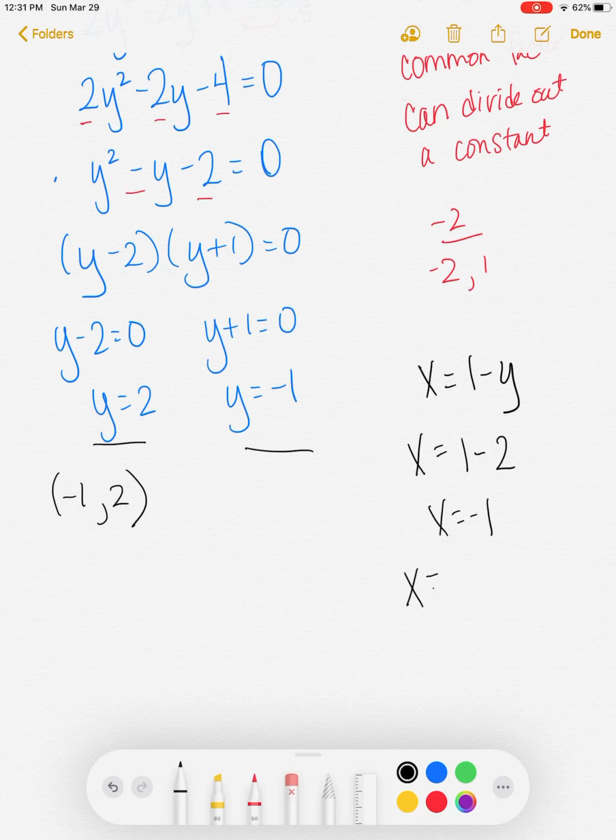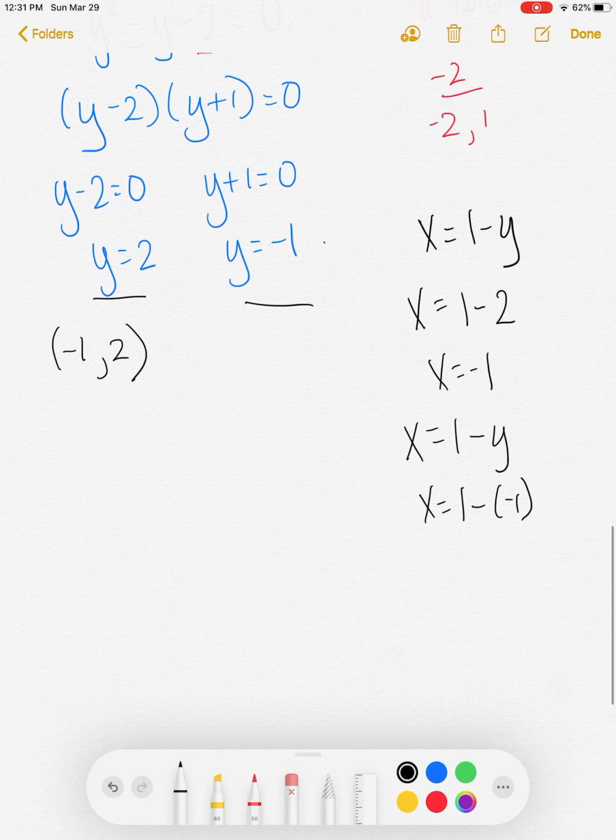So my next one is x is equal to 1 minus y. And in this case, y is -1. x is equal to 1 minus -1. So that means x is equal to 2. So this solution set will be 2, -1. So I have two points.